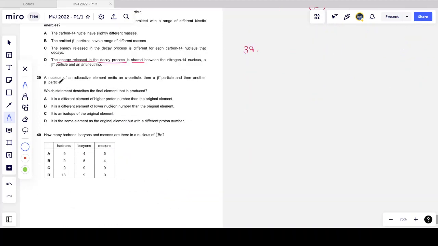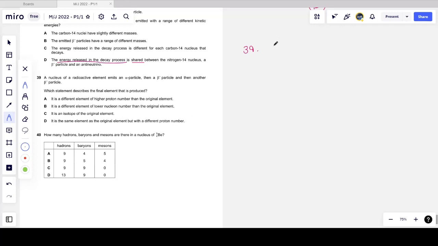Okay, question 39 says a nucleus of radioactive element emits an alpha particle, then a beta particle, and then another beta particle. Which statement describes the final element that is produced? Is it a different element of a higher proton number than the original? It is a different element of a lower nucleon number than the original. It is an isotope of the original element. It is the same element as the original element, but with a different proton number.